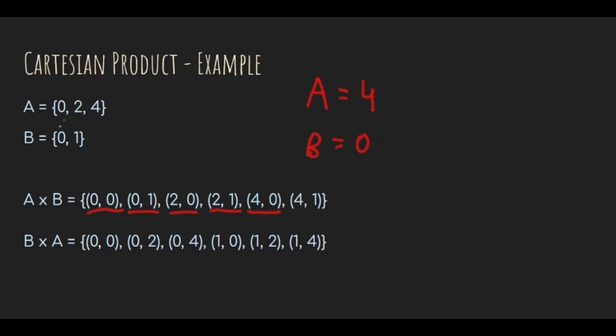We went from A to B. We're going from A to B, not B to A ever. We're going from A to B for the Cartesian product of A to B. And then our last number for B is 1, which means we have to look at 4 to 1, and that gives us 4, 1. Now, our Cartesian product for B to A. Let's look at what that would look like. Let's remove these red lines.